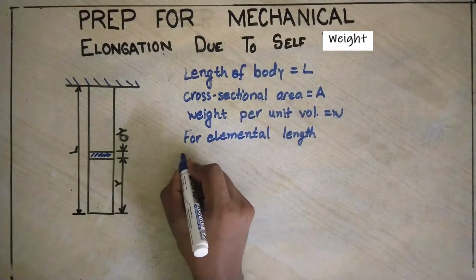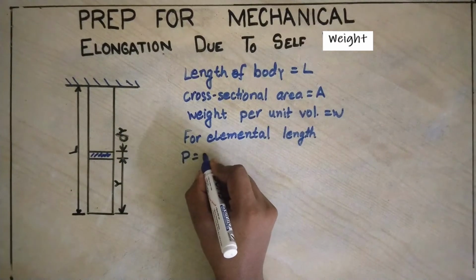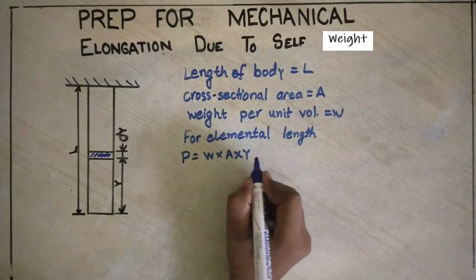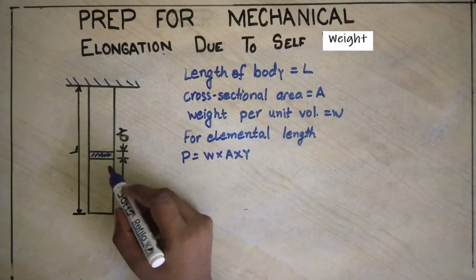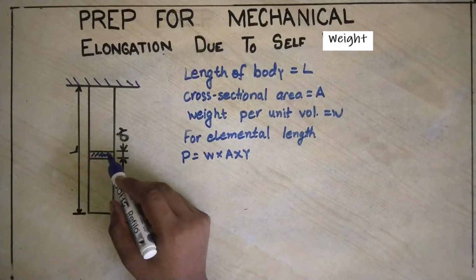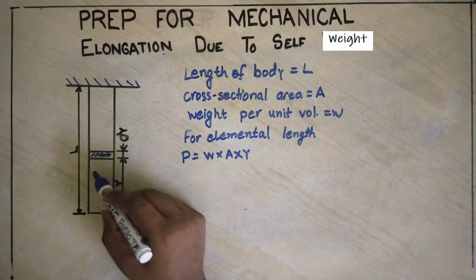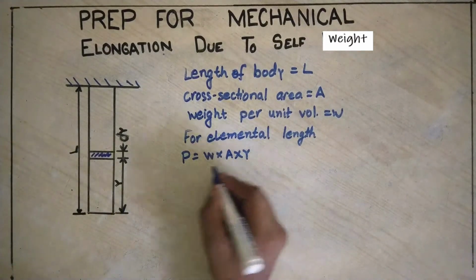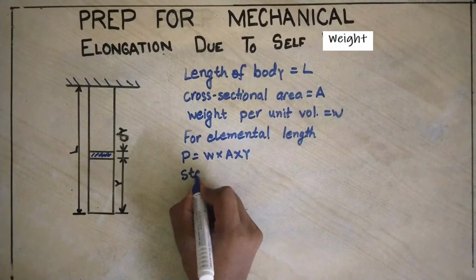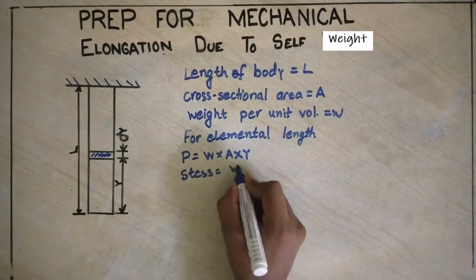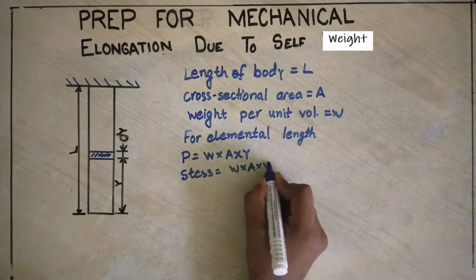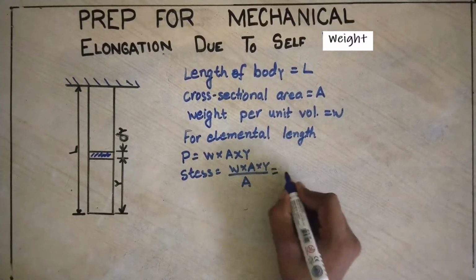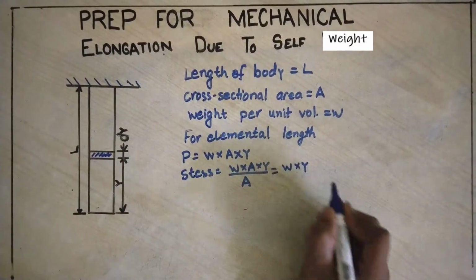Load on elemental length is P equals W into A into Y, because load on elemental length is equal to the weight of the volume below the elemental length. So stress on elemental length will be equal to W into A into Y divided by A. So stress is equal to W into Y.